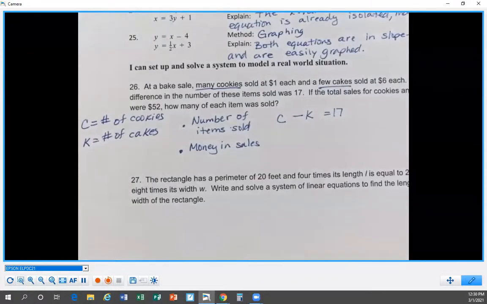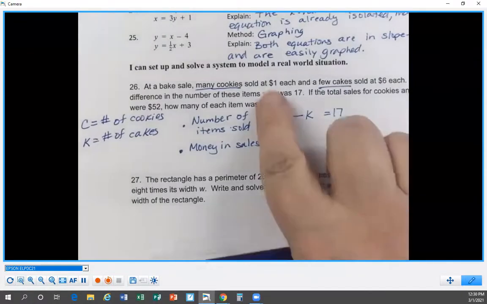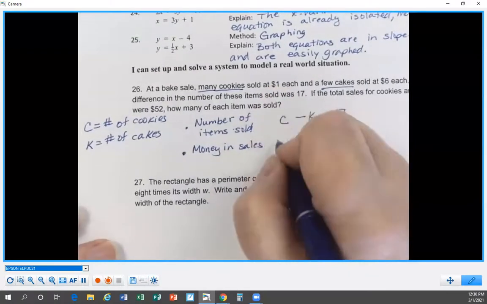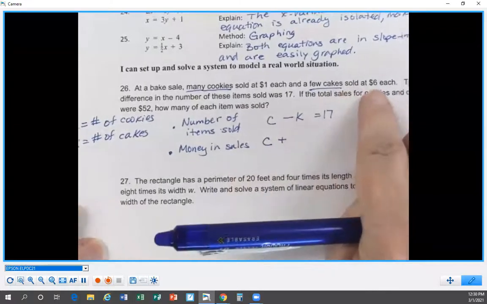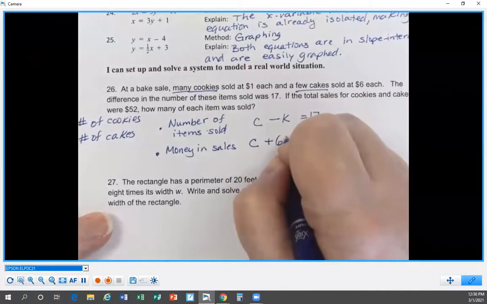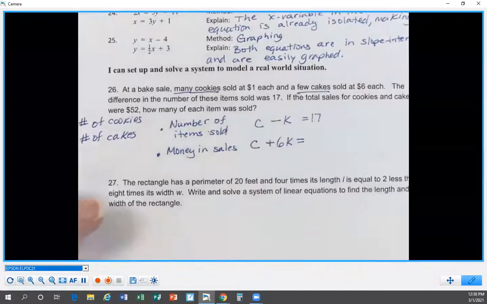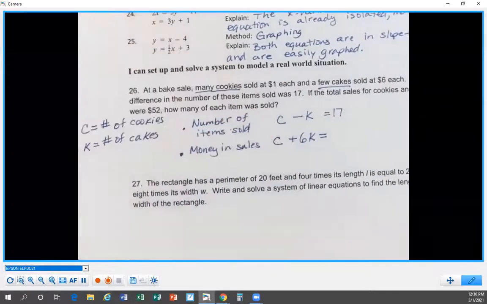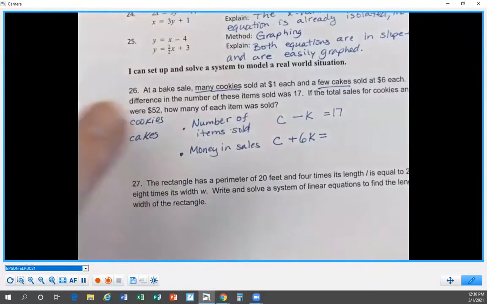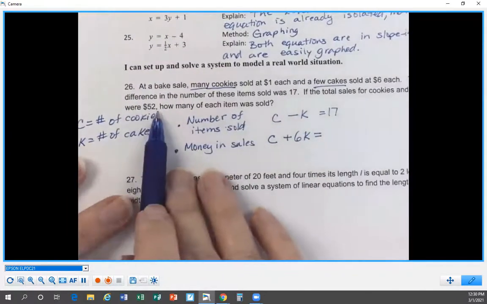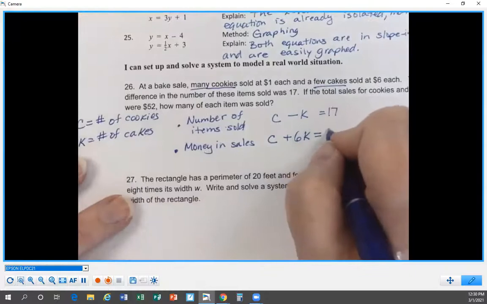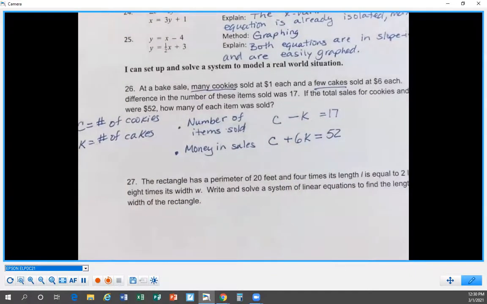And the next equation is about items or money in sales. So cookies were $1 each. So $1 per cookie, plus cakes were sold at $6 each. So $6 per cake. And you can write the coefficient of $1 per cookie if you want to, but I just didn't. And then the total sales were $52. So this will equal $52.